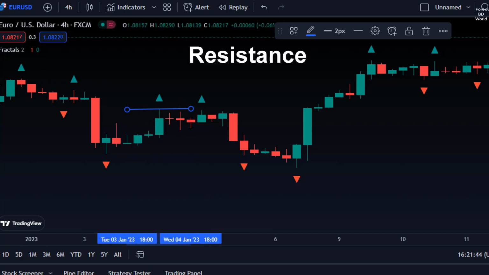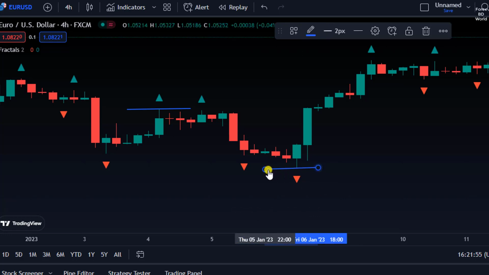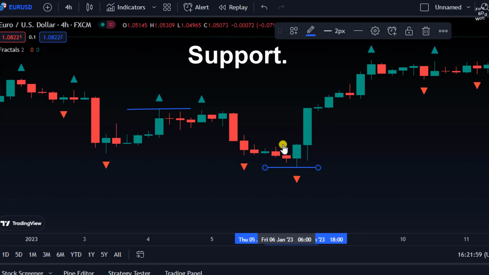Further down, you can see a red arrow sign forming below the candle. This red fractal is formed when the low of a candle is below the low of the preceding and following 4 candlesticks. We can consider such placements as support levels.